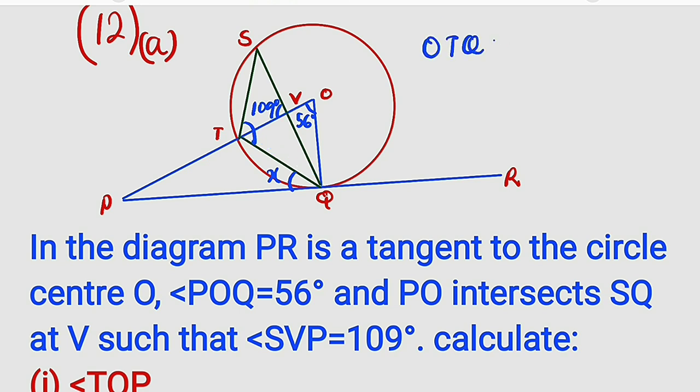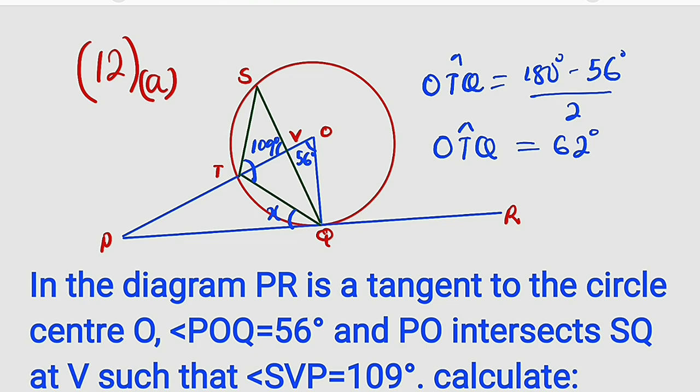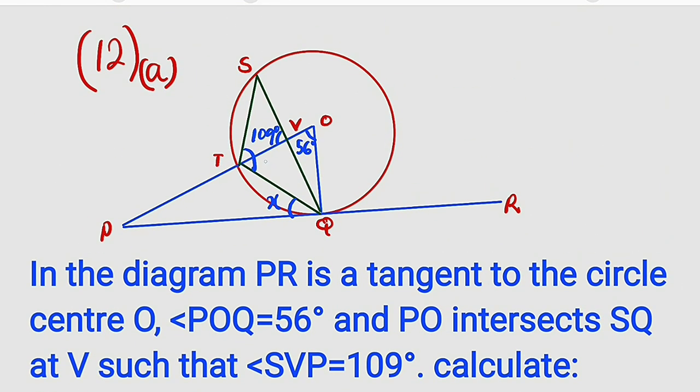OTQ. We can subtract this angle from 180 and divide by 2. That is 180 degrees minus 56 degrees divided by 2. And 180 minus 56 will give us 124. If you divide it by 2, you're going to get 62 exactly. So this is 62 degrees. Let me copy this one as well. So we have obtained one of the angles, which is this one. This is 62. Then we need to find this particular angle in order to combine the two.